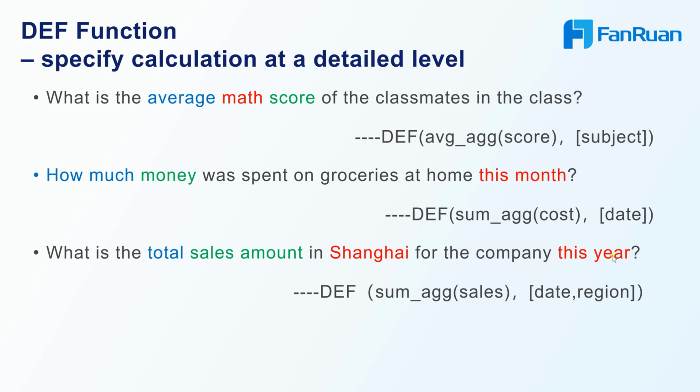Similarly, if I want to know the total sales in Shanghai for this year, the metric is sales, and the aggregation method is sum, while the dimension is year and Shanghai region.